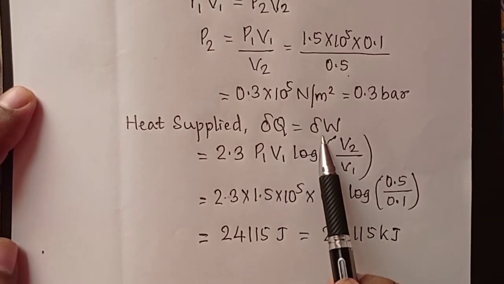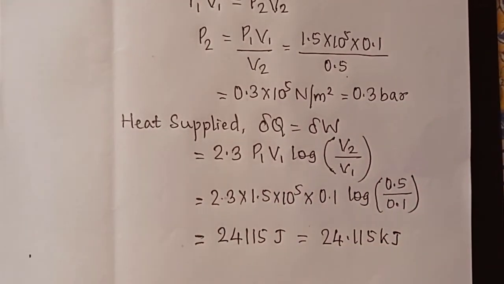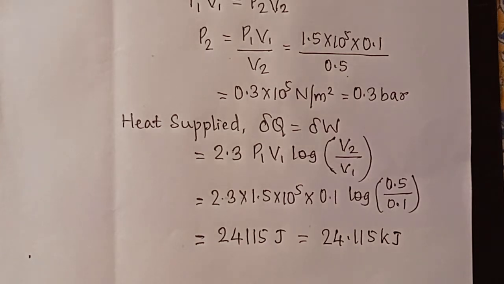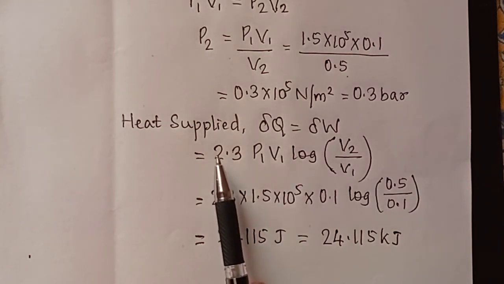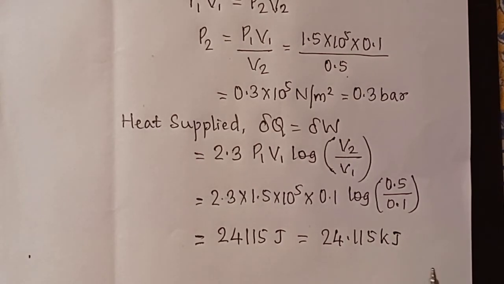Dou Q will be equal to dou W here for isothermal process, because dU is 0. Since dU is 0, dou Q is equal to dou W. Why dU is 0: because T1 is equal to T2. So therefore find out the value of dou Q. You get the value as 24.115 kilojoules.